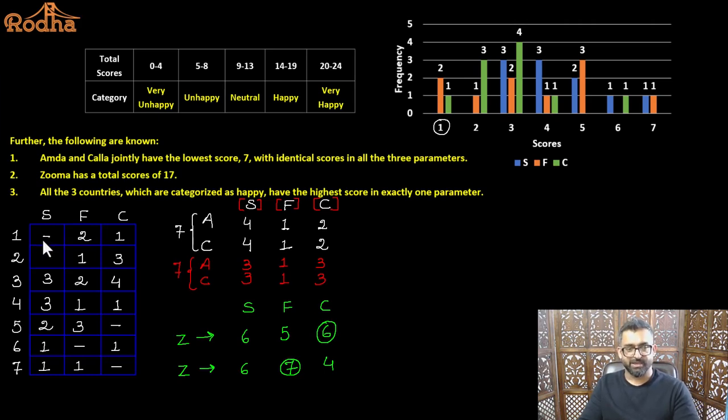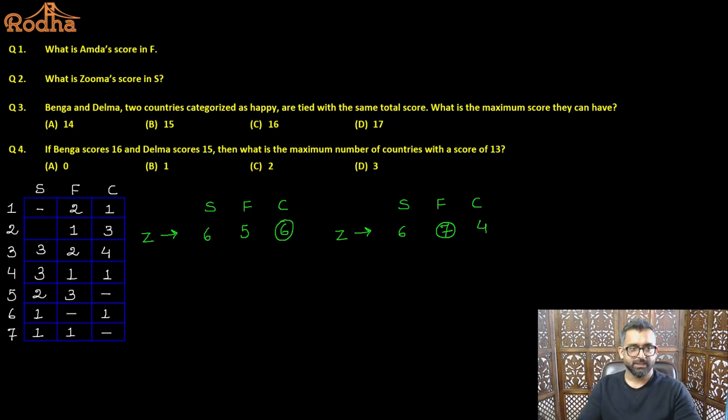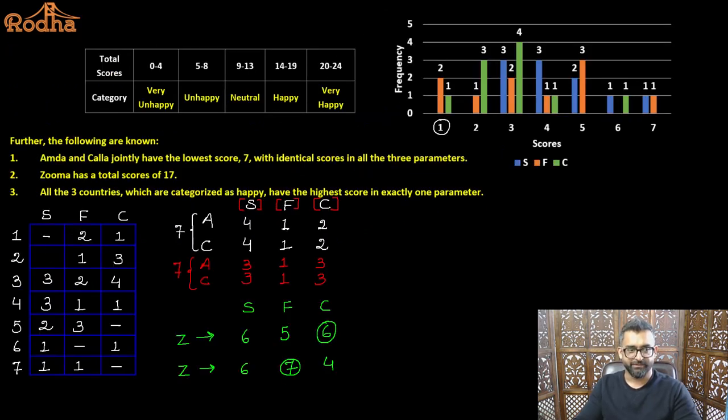Let's take this data to the question slide and try to answer the questions one by one. So I have copied the data. Let's answer the questions. Question number 1. What is A's score in F? If I look at the previous arrangement, A's score in F.